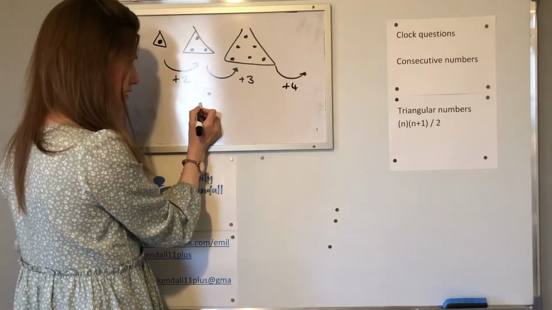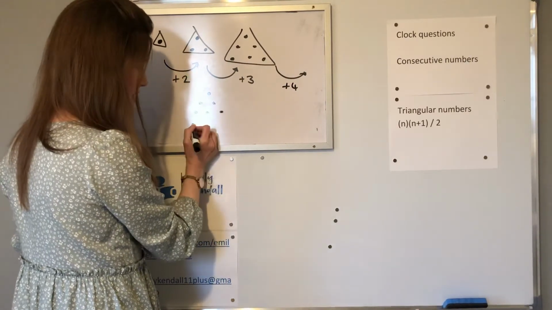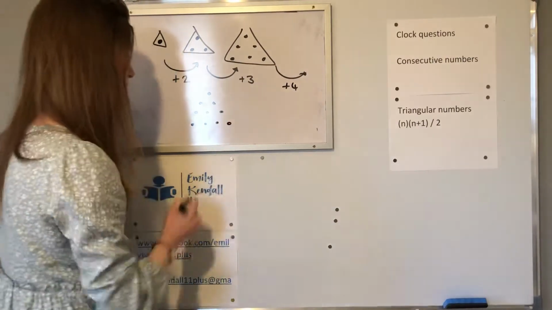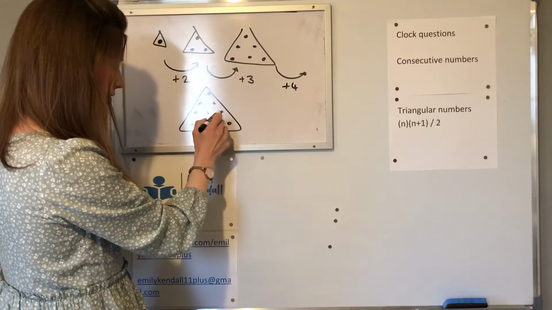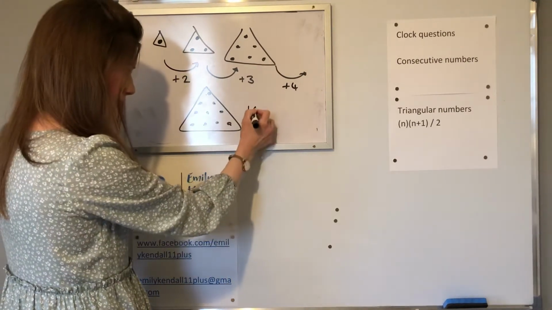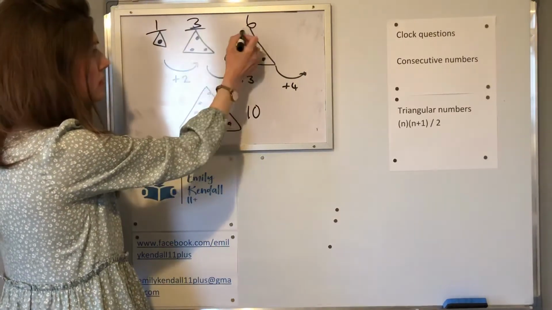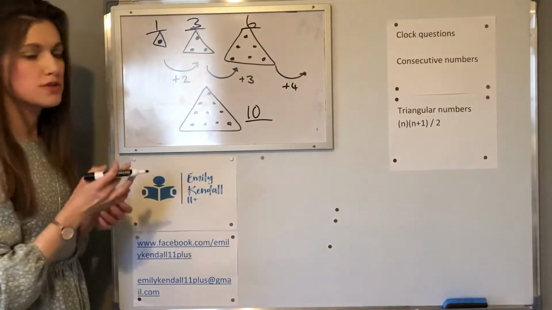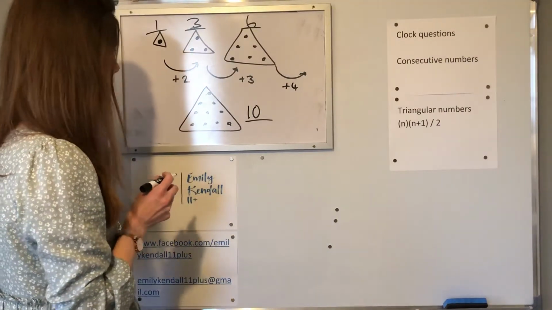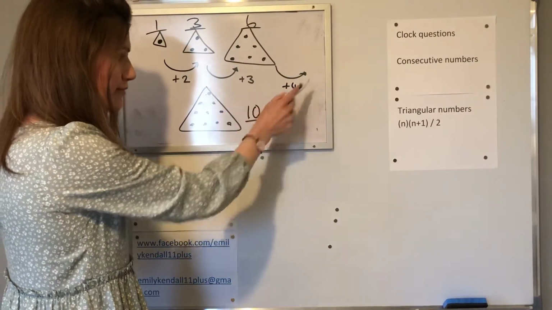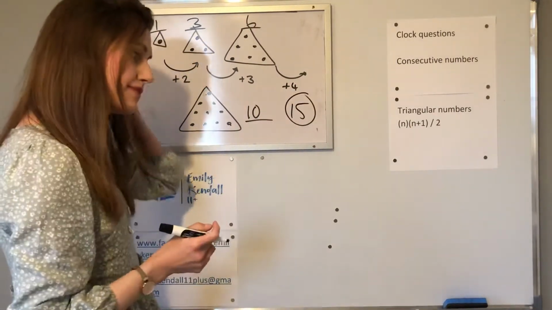Okay, so the next triangular number will look like this: 1, 1, 1, 2, 1, 2, 3, 1, 2, 3, 4. Okay, so this triangular number is 10. This one is 6, 3, and 1. These are all triangular numbers. So what's the next triangular number going to be without drawing out the triangle? So we added 2, then 3, then 4. So then we add on 5. The next triangular number is 15.